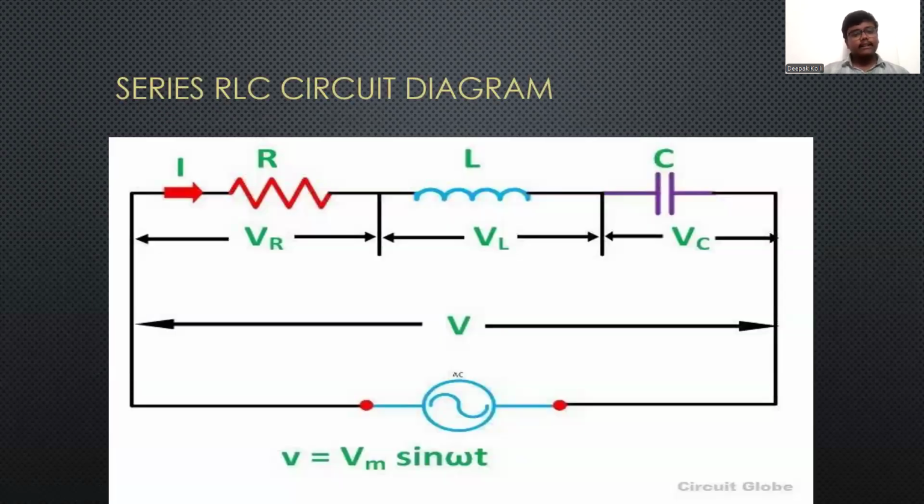There is the series RLC circuit diagram showing resistor, inductor, and capacitor, and VR represents the voltage across the resistor, VL represents the voltage across the inductor, and VC represents the voltage across the capacitor. And V equals Vm sin omega t, which is the source voltage.